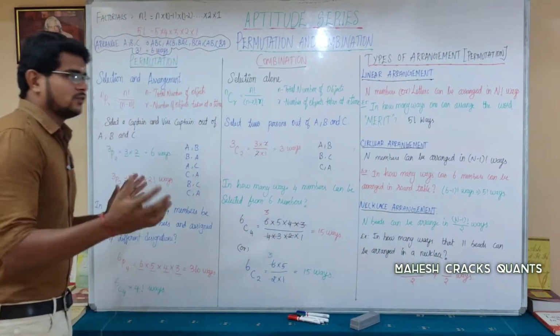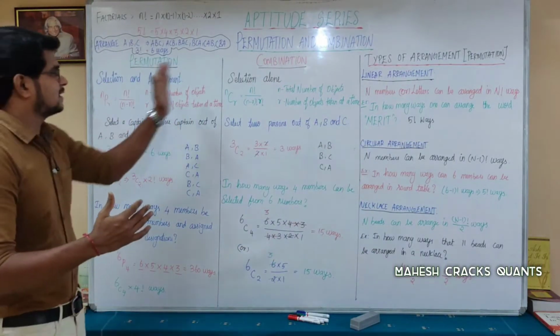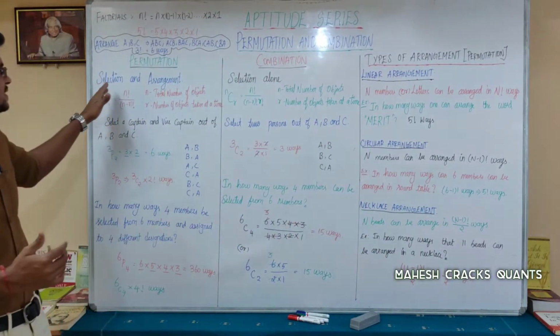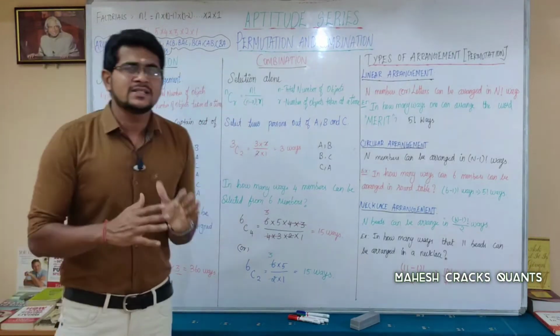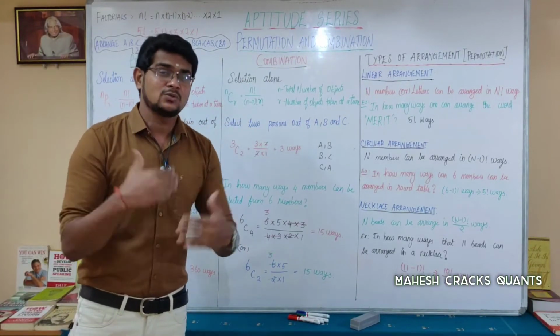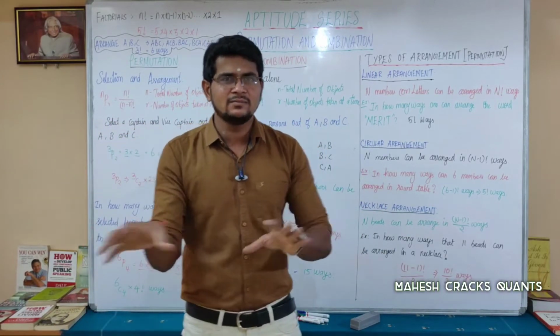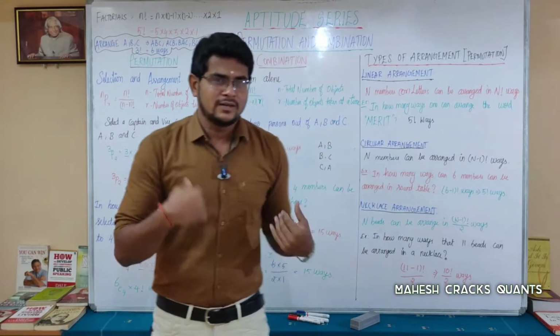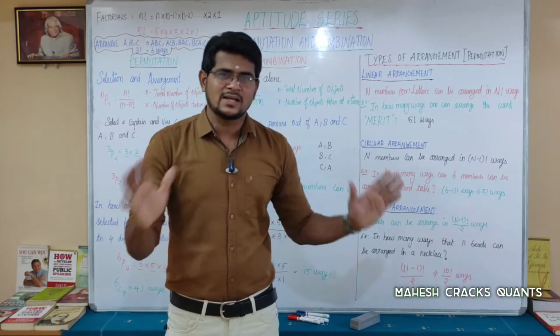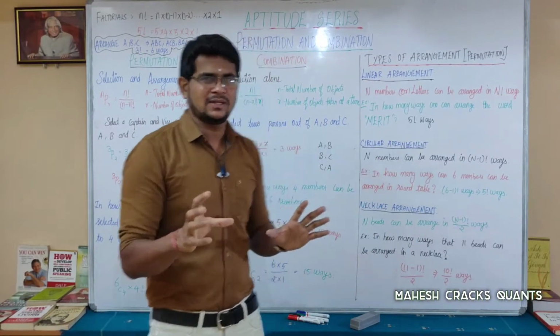Done. So, first we will compare permutation and combination. Permutation is selection and arrangement. Combination is selection alone. That is what I told you. Permutation means you have to select people and then assign them to a certain job. When it comes to combination, it is just selection, you are just picking the people.